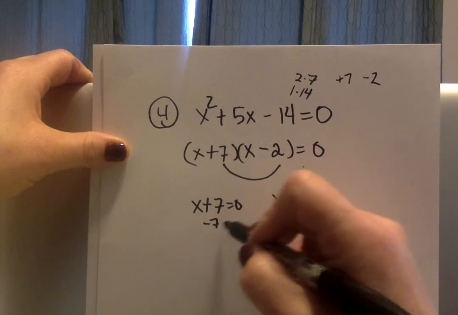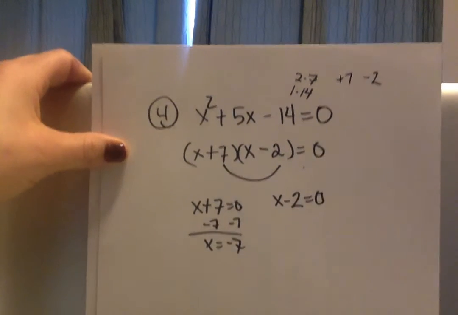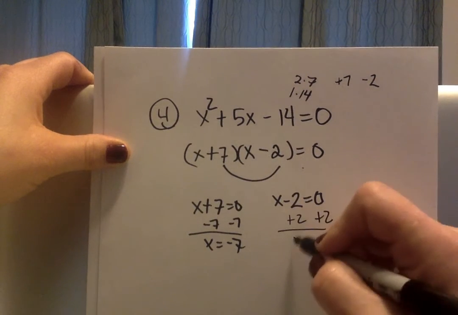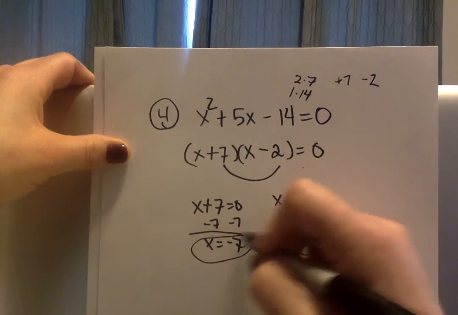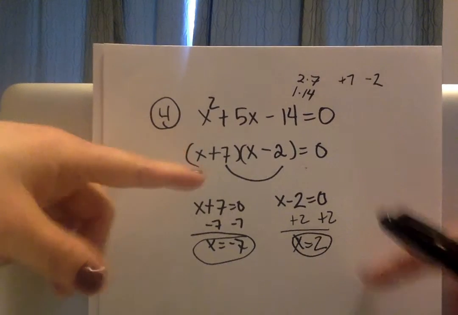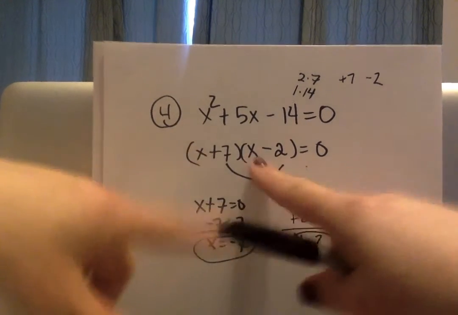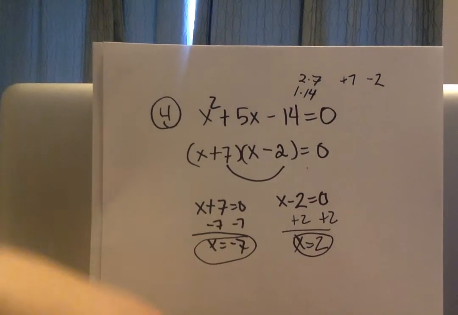So subtract the 7 from both sides. You get x equals negative 7. And then plus 2, x equals 2. And when they say solve, you just take the 2 steps that you've learned: factoring, and then when you have something like this, make it equal to 0. You know how to get x's that would make that equal to 0. You make them equal to 0 and then solve.